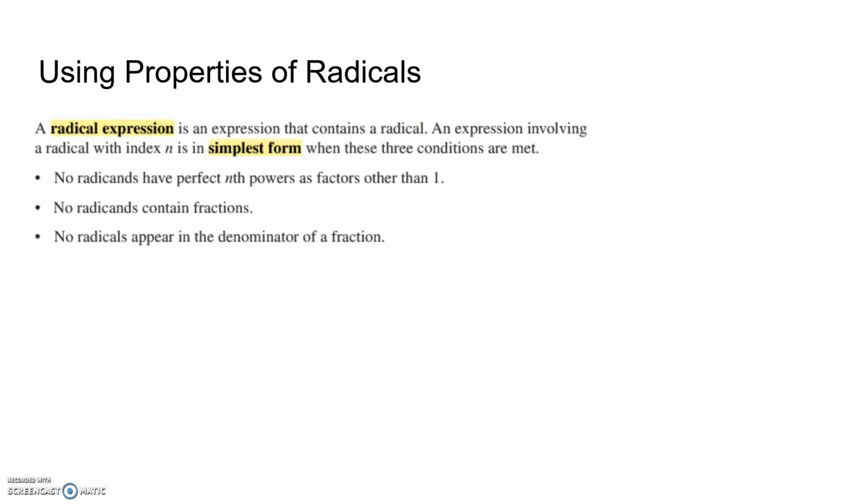We've also done a lot of cube roots where the index is 3. Now the radicand has perfect nth powers other than 1. The radicand is the number inside the symbol, and this is basically how you know something is simplified as much as it can be. And then you can't have a radical in the bottom.